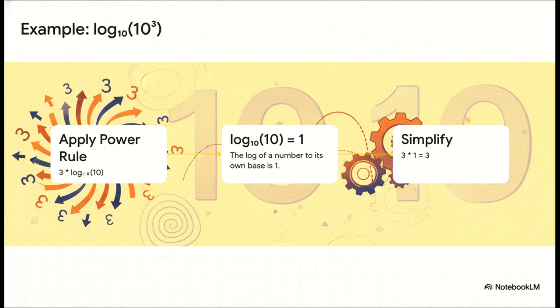Let's look at log base 10 of 10 cubed. We can use that awesome power rule to grab that exponent of 3 and bring it out front. That leaves us with 3 times log base 10 of 10. And remember, the log of a number to its own base is always 1. So it's just 3 times 1, which of course is 3.